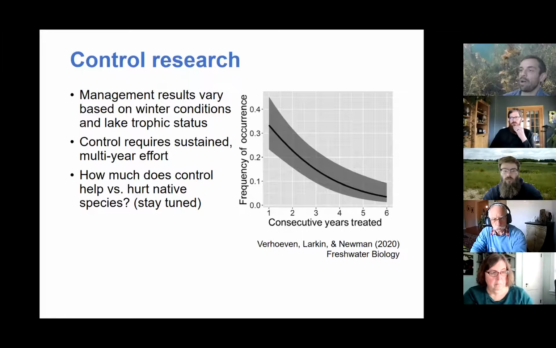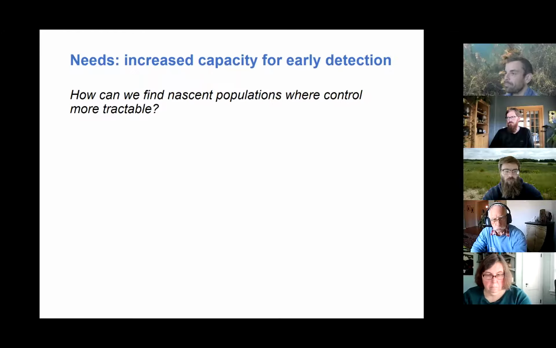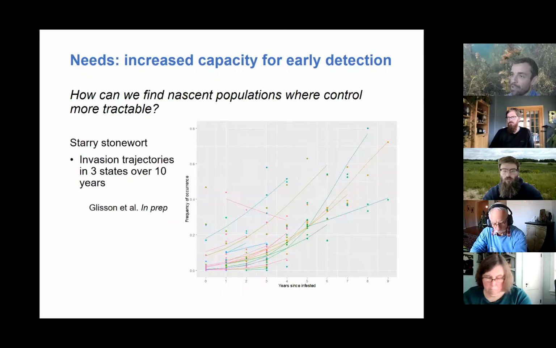Another important question is how much does control help versus hurt native species? Is the cure worse than the disease, for example? So he'll have some forthcoming work on that. We also really need more early detection. We need to be able to find these nascent populations at times when control is more possible.